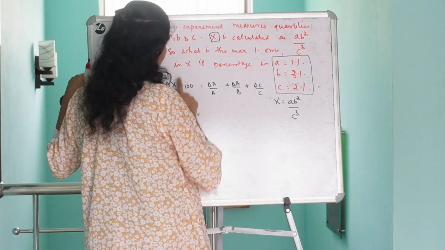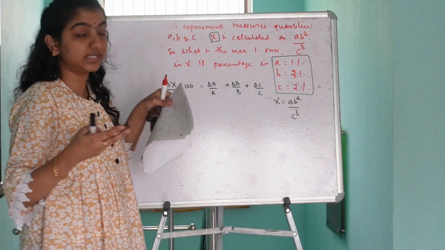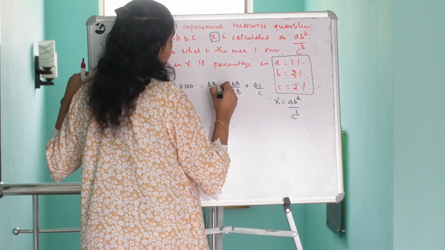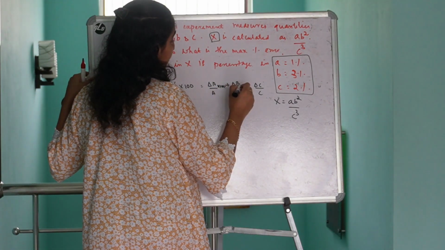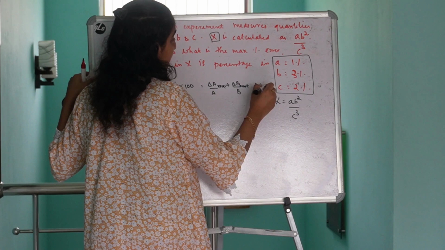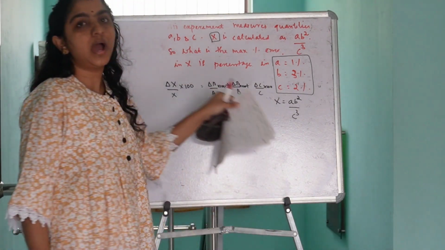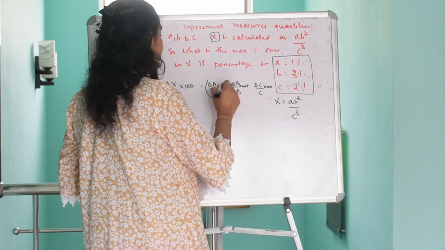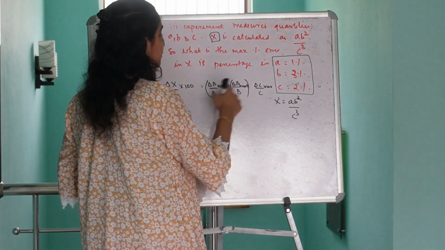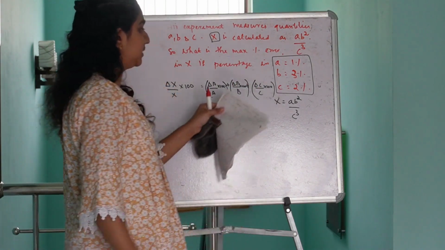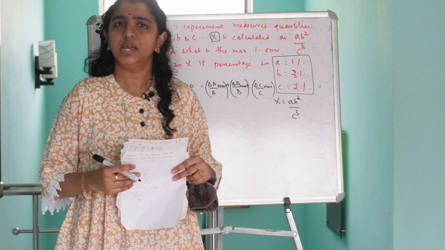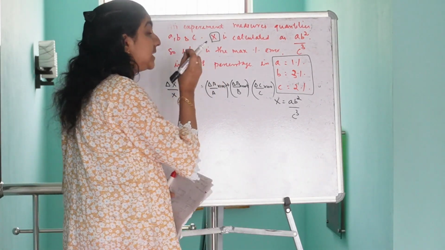Now, here you are asked to find the percentage error, isn't it? So what you have to do? You have to multiply each of the relative errors by 100. So actually what is this? Del A by A into 100, del B by B into 100, or del C by C into 100 is what? It is nothing but the percentage error.